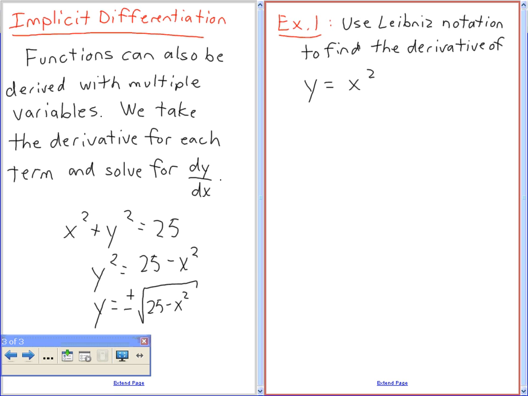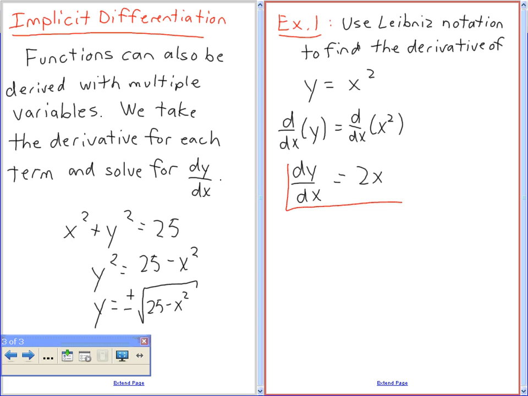What we're going to do in Leibniz notation is this. We want to take the derivative of everything. We're going to take the derivative of y, which is equal to the derivative of x squared. The derivative of y is just dy by dx, and the derivative of x squared is just 2x. I'm taking the derivative of both sides.